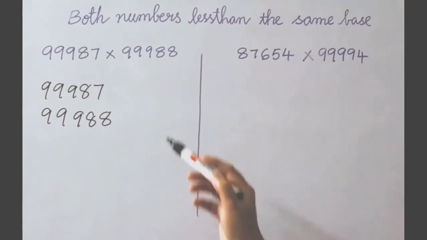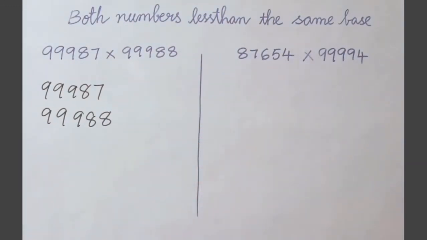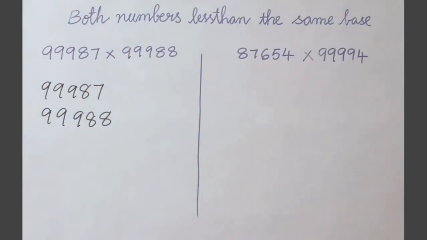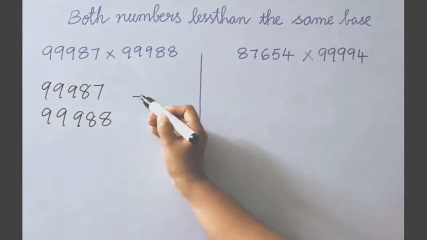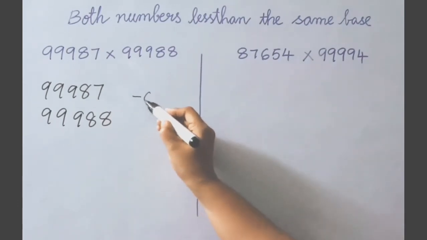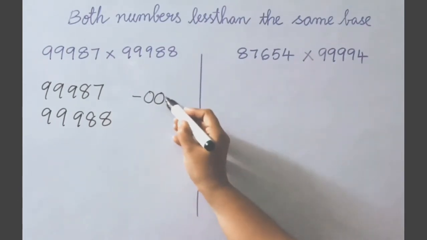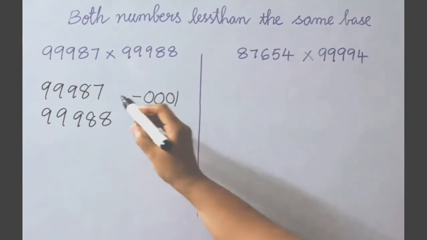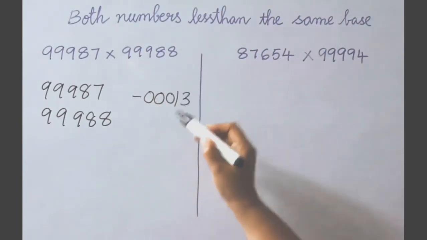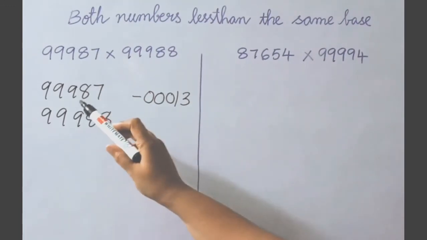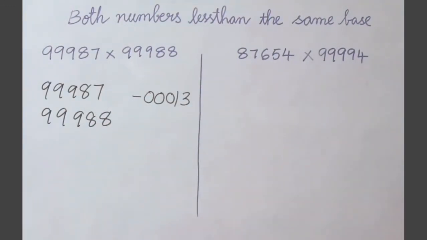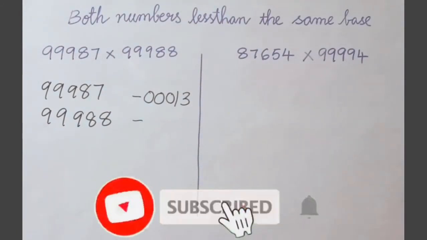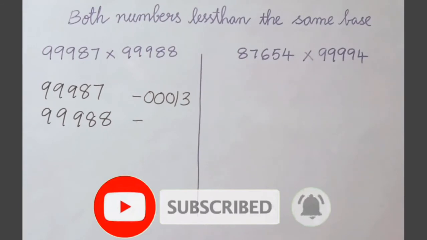So 1 lakh minus 99,987. For that what we have to do? All from 9 and the last digit from 10 we have to subtract. So 9 minus 9, 0. 9 minus 9, 0. 9 minus 9, 0. 9 minus 8, 1. 10 minus 7 is 3. That means 1 lakh minus 99,987 value is 13 here. Next one, 1 lakh minus 99,988, that is 12.